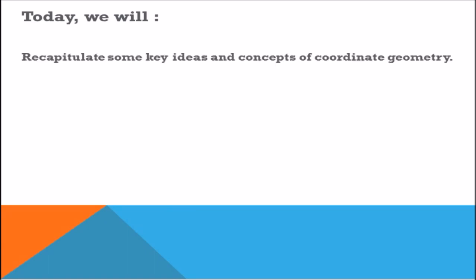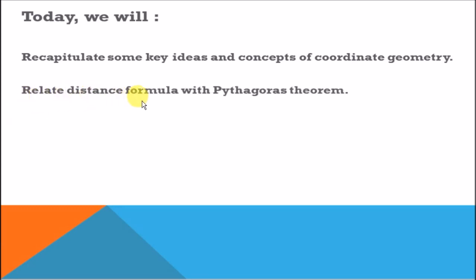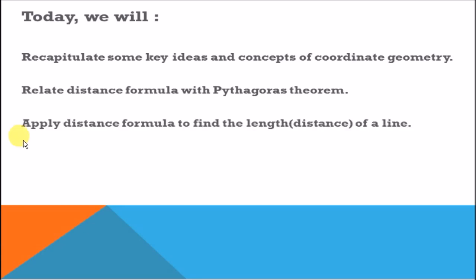So for today's class, the following are our learning objectives. Firstly, we'll recapitulate some key ideas and concepts of coordinate geometry. The second thing that we are going to do is relate distance formula with Pythagoras theorem, the theorem which relates the three sides of a right triangle. And finally, we are going to apply distance formula to find the length or the distance of a line.